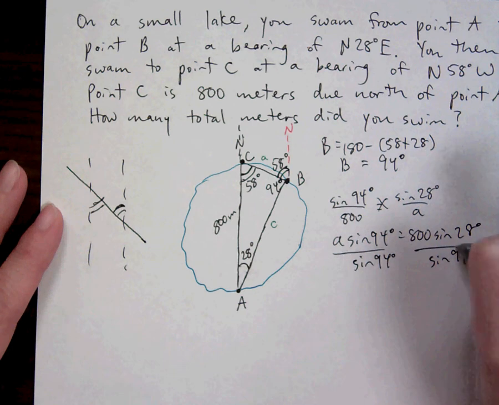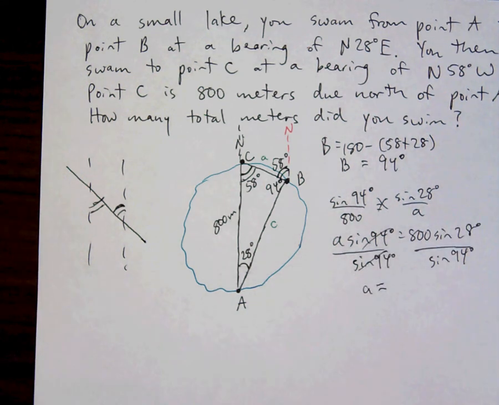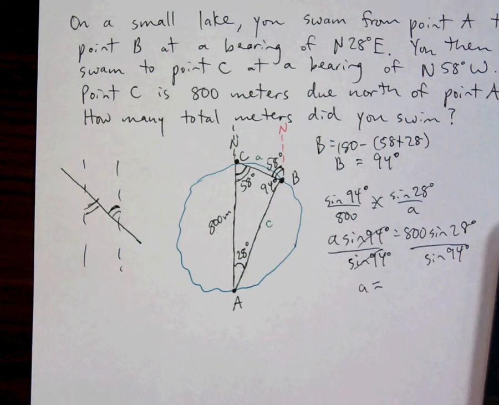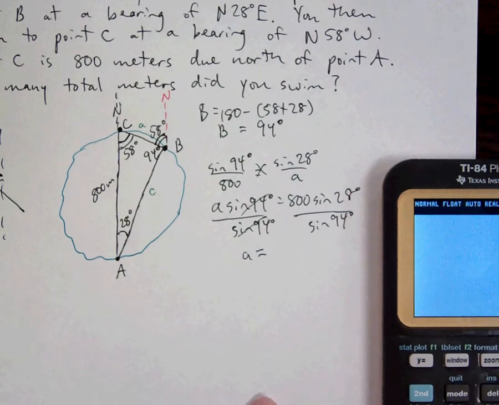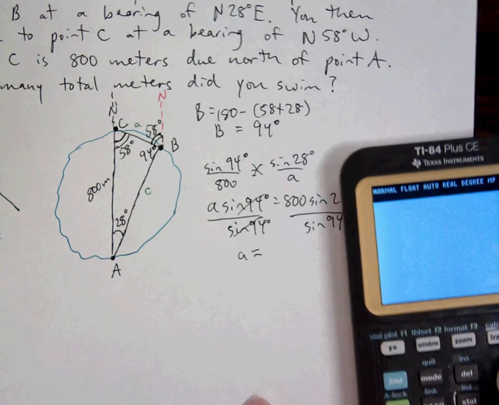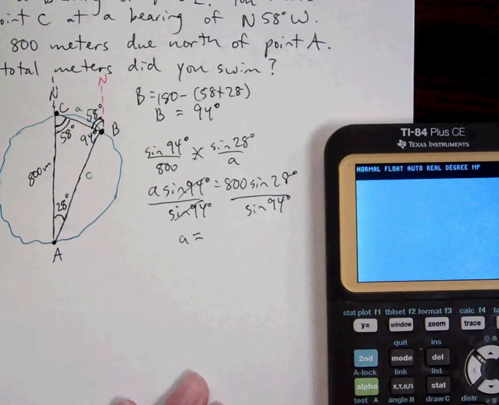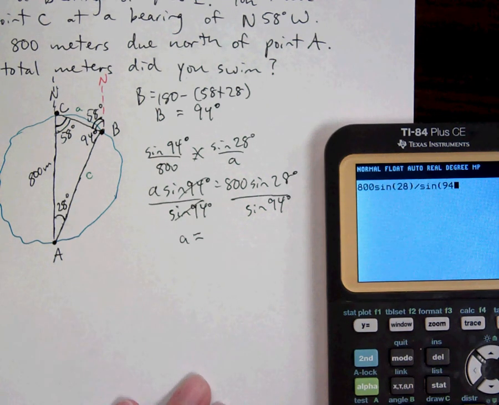And here's some important things. Okay, do not round until the very end. You need to type this all in your calculator at once. If you haven't been doing that and things haven't been going well, that's probably why. Another thing is you need to make sure you're in degree mode on your calculator. If you're not in the right mode, it's not going to work out. So you can see I'm in degrees, and then I'm going to type this in all at once. So I've got 800 sine 28 divided by sine 94.